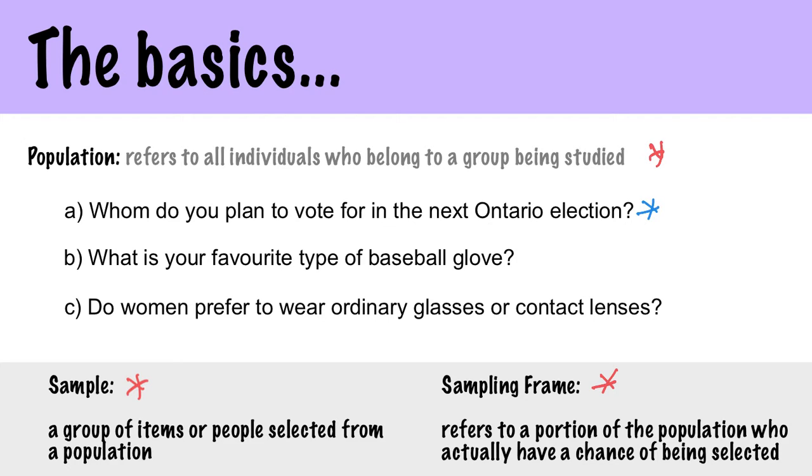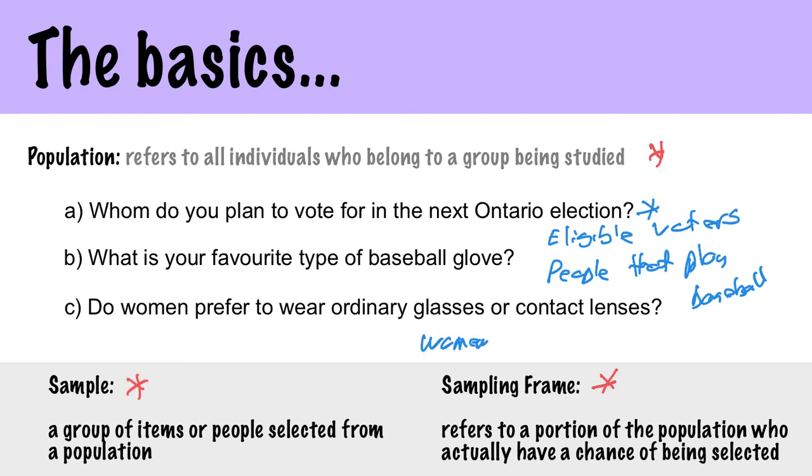Just to make some distinctions here, let's talk about the population for letter A. Whom do you plan to vote for in the next Ontario election? So this would be eligible voters. What is your favorite type of baseball glove? Well, those would be people that play baseball. And lastly, do women prefer to wear ordinary glasses or contact lenses? So this would be women that need corrective lenses.